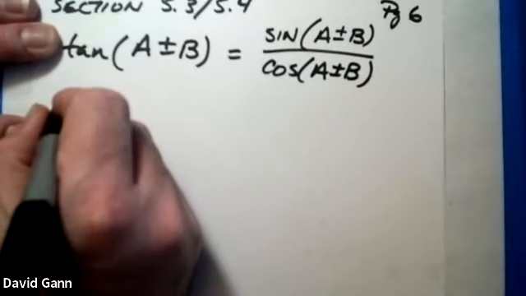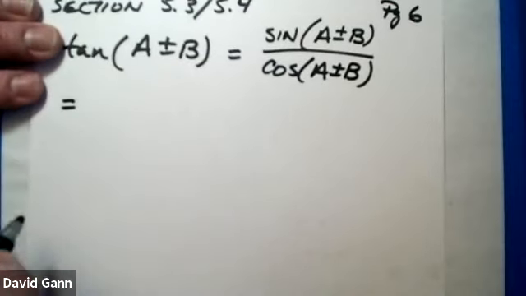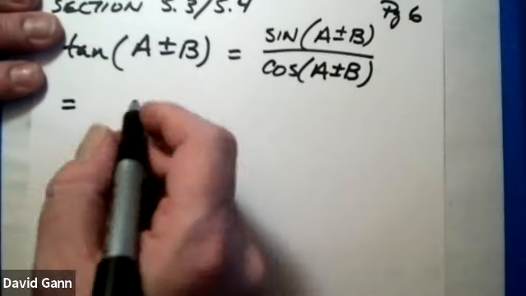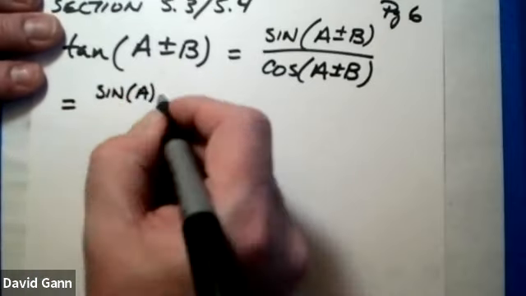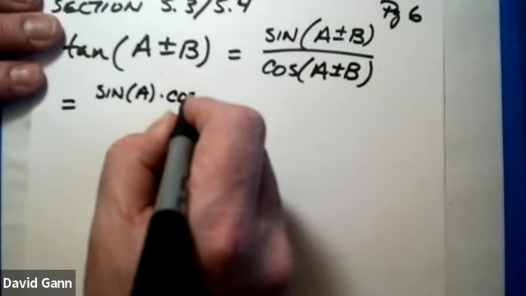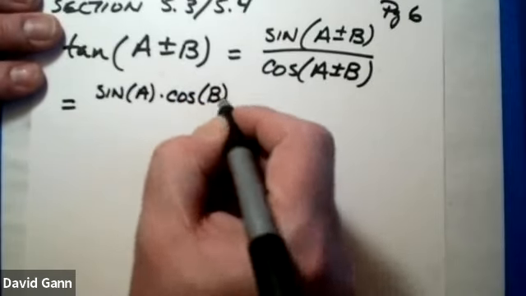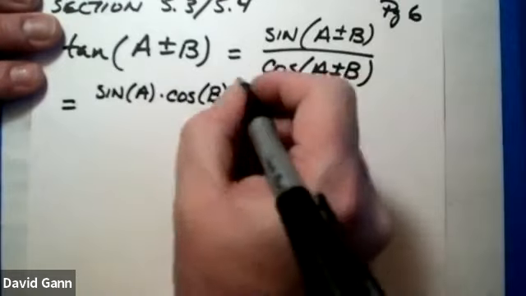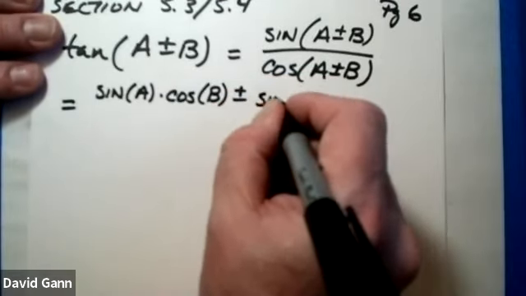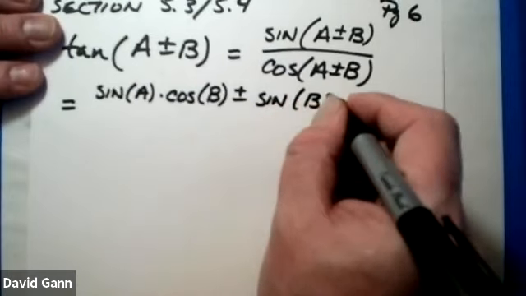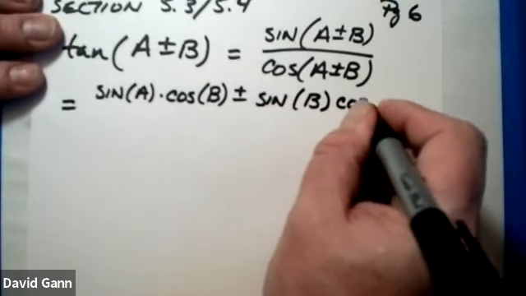So recall from last time that the sine of a sum or difference is sine of the first thing times cosine of the second thing, and the sign is preserved, so that's plus or minus sine of the second thing times the cosine of the first thing.